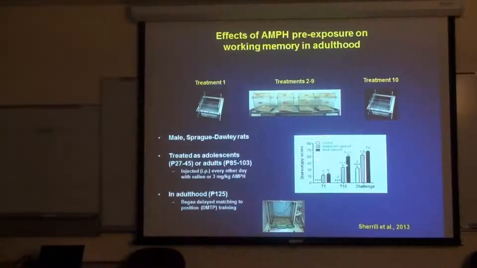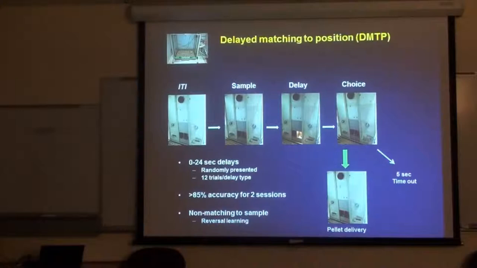Okay. So before we did this challenge, we first trained the animals in a cognitive task. And real briefly, the way this cognitive task works, it measures working memory, okay, the animal's ability to remember the location of something. It's done in an operant chamber where there are levers on which the animal can respond in order to earn a food pellet reward. And the way it works, this is a picture of the front wall of the chamber.